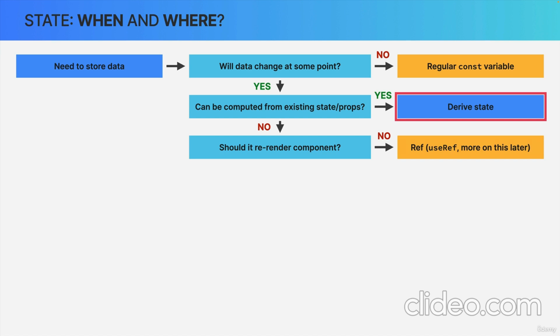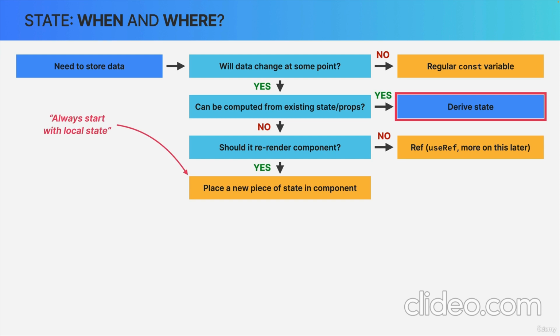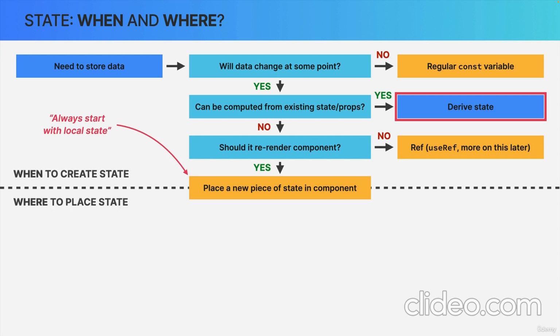Now, most of the time, you actually do want state to re-render the component. And so what you do is create a new piece of state using the useState function. And you then place that new piece of state into the component that you are currently building. And so that's the "always start with local state" guideline that we talked about in the previous slide. And with this, we have completed the decision process of when to create state.